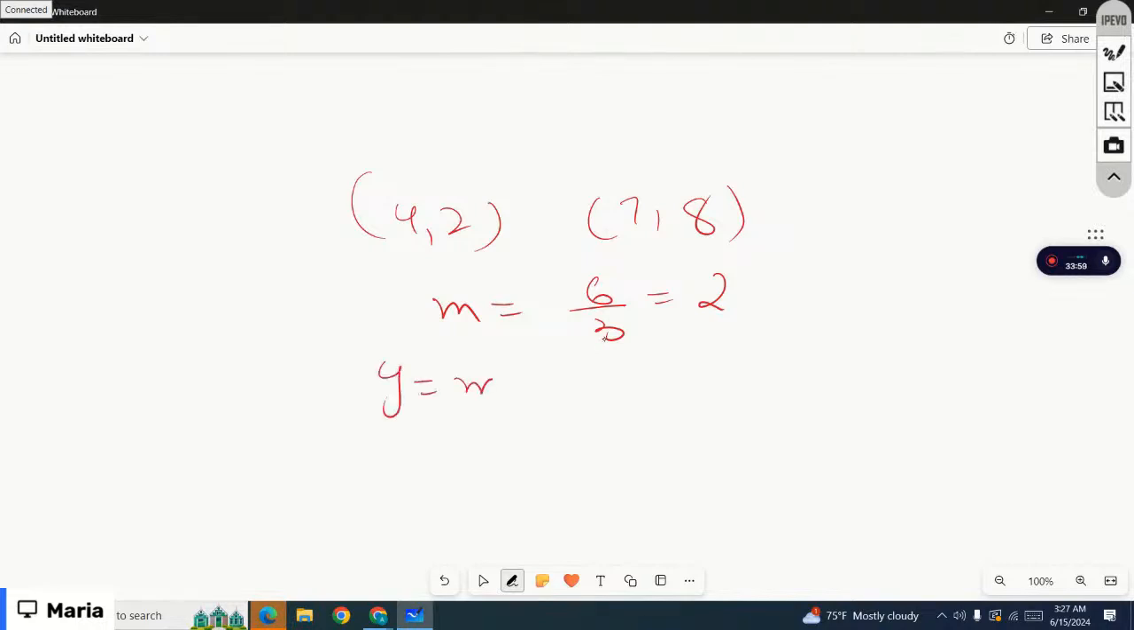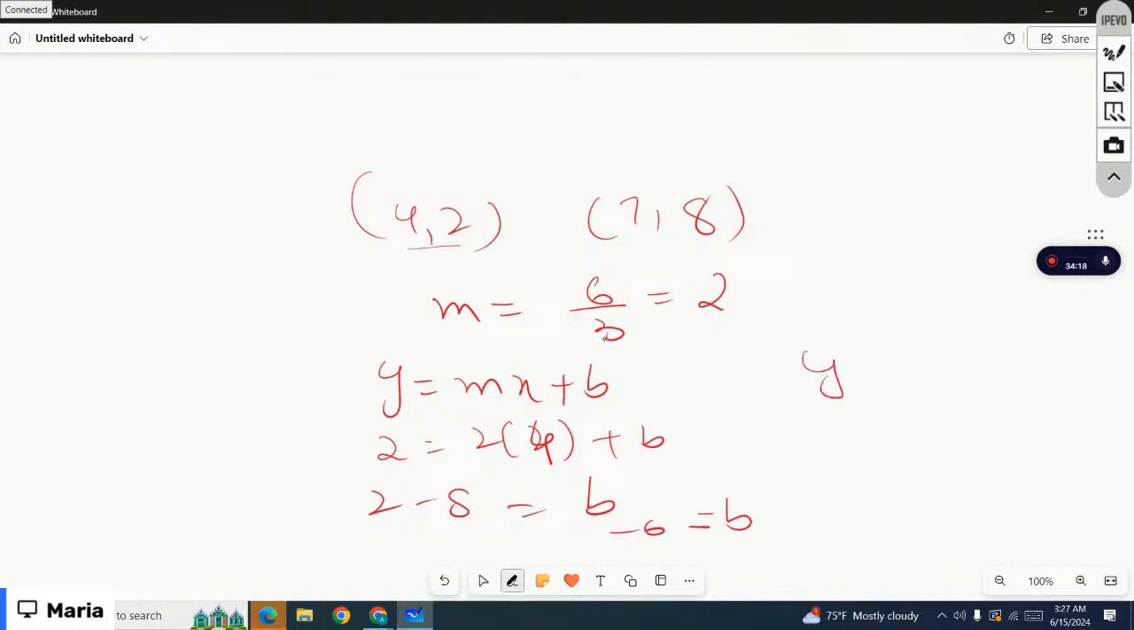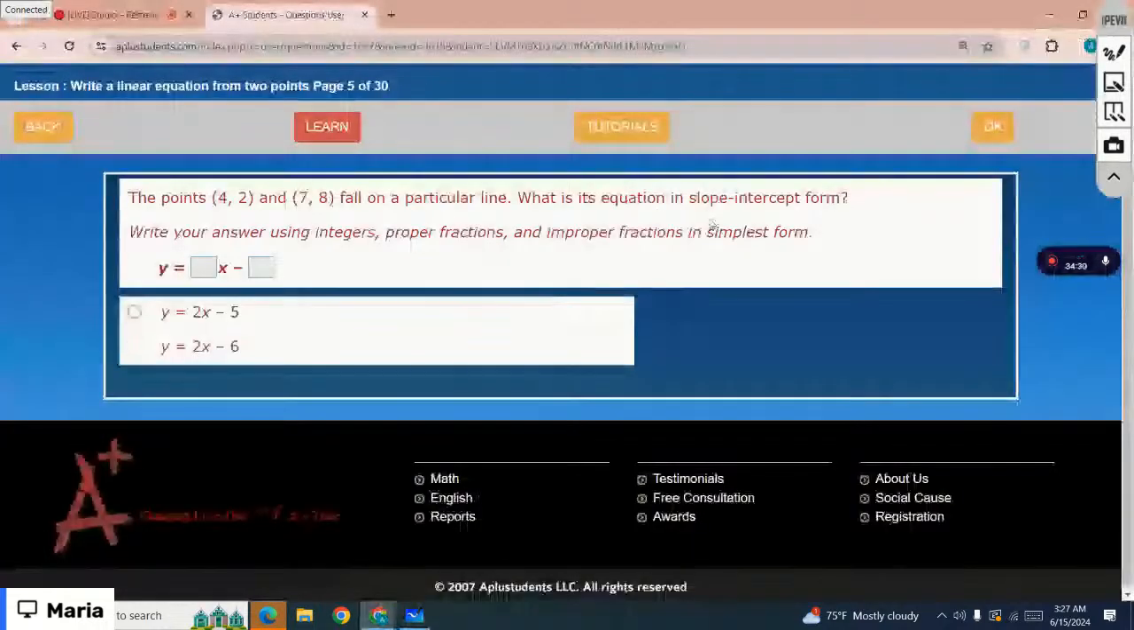Now let's calculate the value of b. Y equals mx plus b. So 2 times 2 plus b. Sorry, x is 4. So 2 minus 8 is negative 6, right? So the equation is y equals 2x minus 6. The correct option is y equals 2x minus 6. Got it? Option number 2 is the correct option.